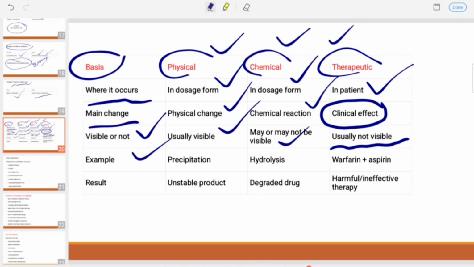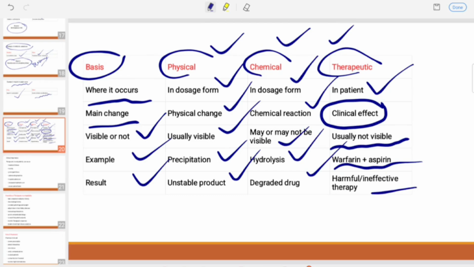Example: here, precipitation. For chemical, an example is hydrolysis. For therapeutic, warfarin and aspirin. Result: an unstable product here, a degraded product here. Here the effect is going to occur on the patient him or herself, that is harmful or ineffective therapy.